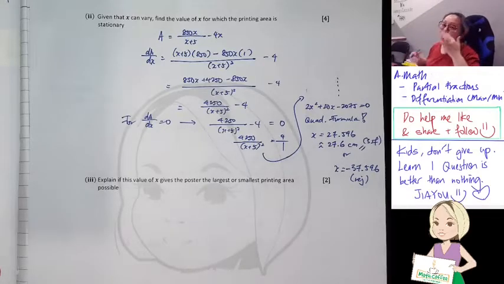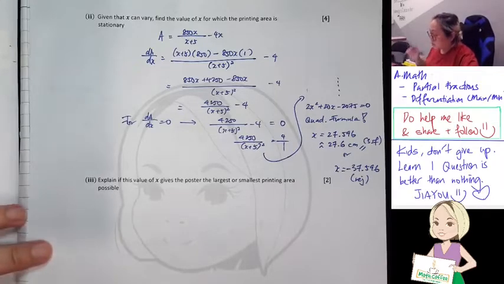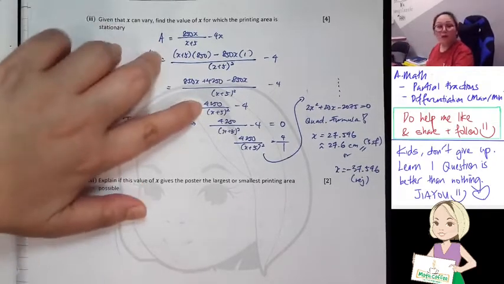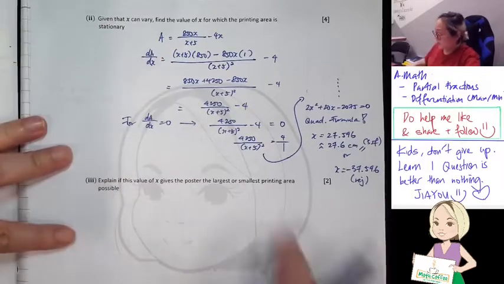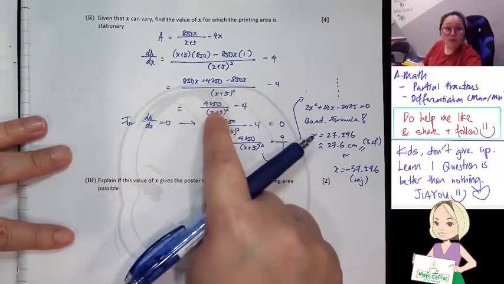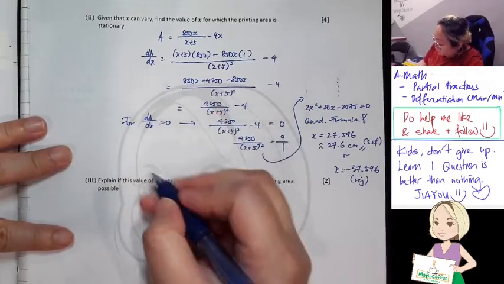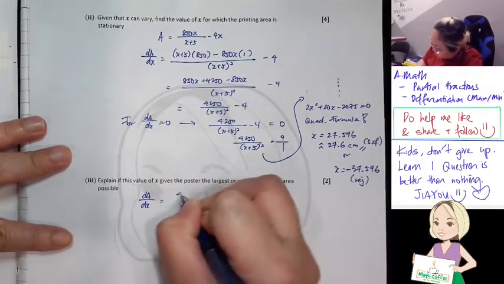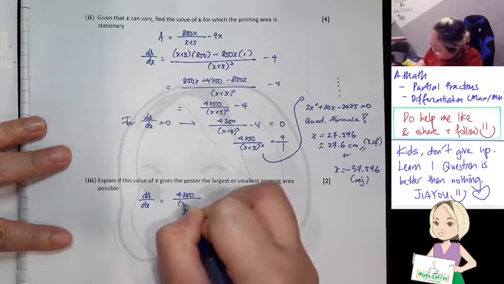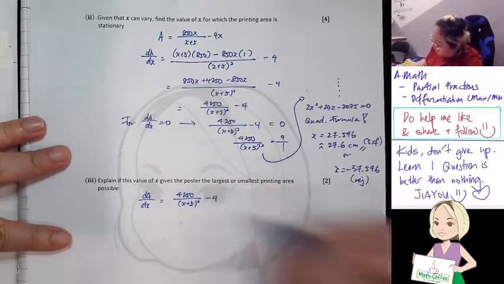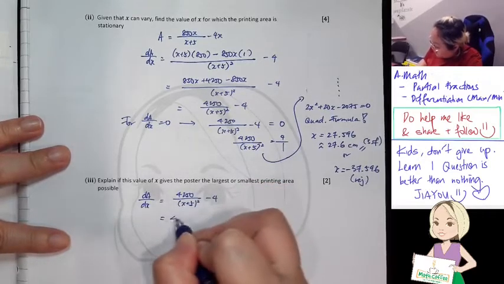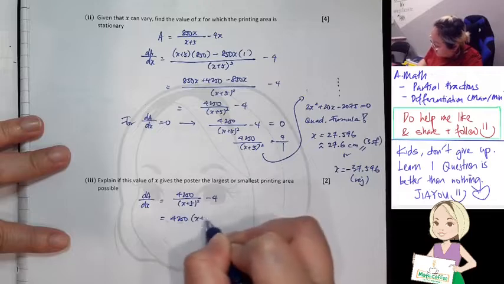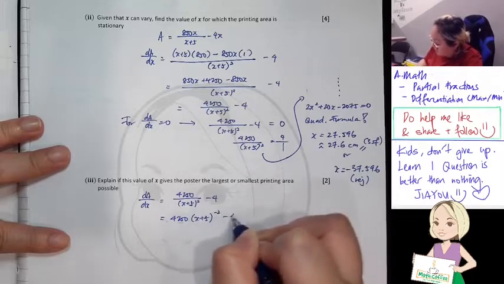So you need to decide whether we're going to use the second derivative test or the first derivative test. How do we decide? Look at your dA/dx and see whether it is difficult to differentiate or not. I don't think this is difficult because I can just use the chain rule. So I'm going to write out my dA/dx first. It is 4250 over (x plus 5) squared minus 4. I can rewrite this as 4250 (x plus 5) to the power of negative 2 minus 4.